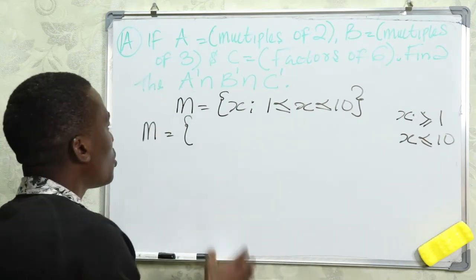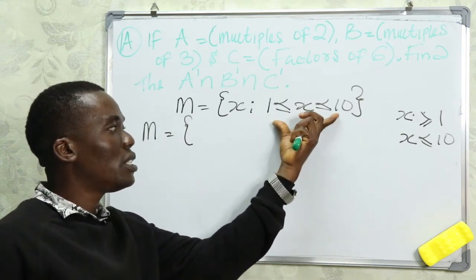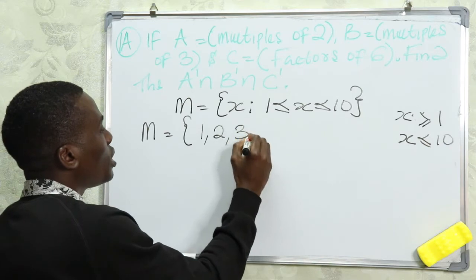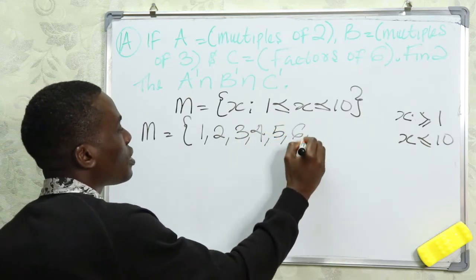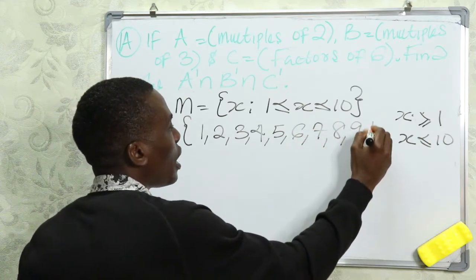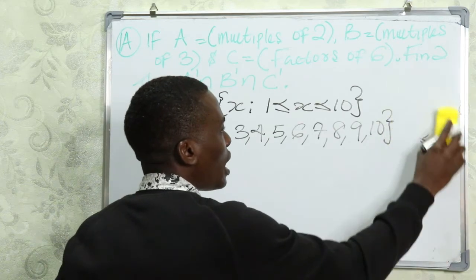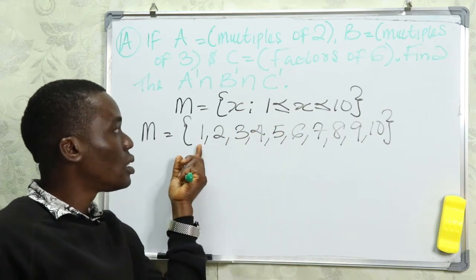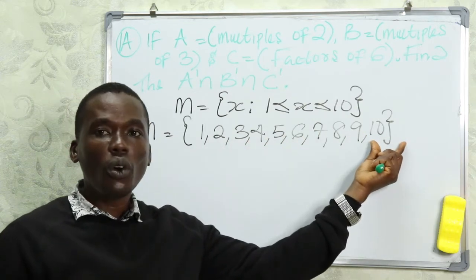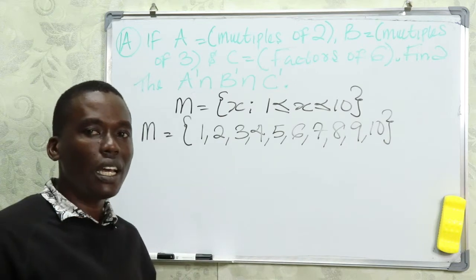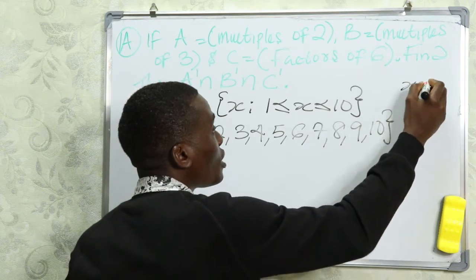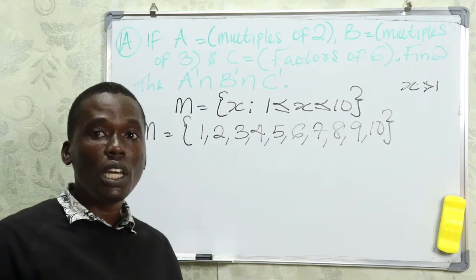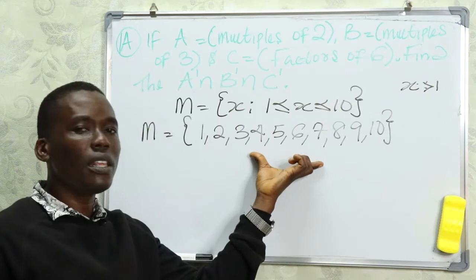Now let's look at this expression. This expression shows that X is a value that ranges from 1 to 10. So the values are 1, 2, 3, 4, 5, 6, 7, 8, 9, and 10. Because we say X is greater than or equal to 1, and less than or equal to 10, 1 and 10 are inclusive. But if they say your X is greater than 1 and not equal to, that means 1 is not included.